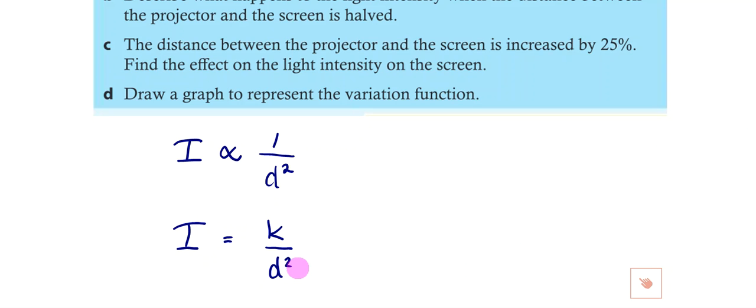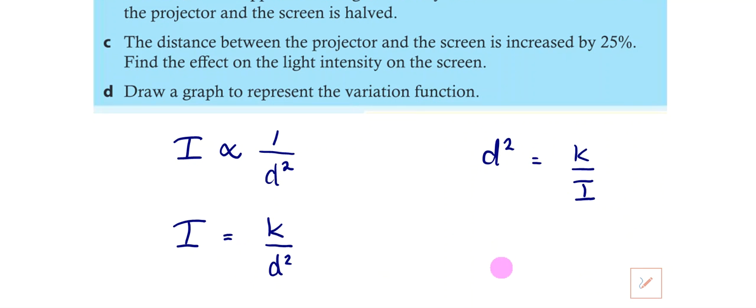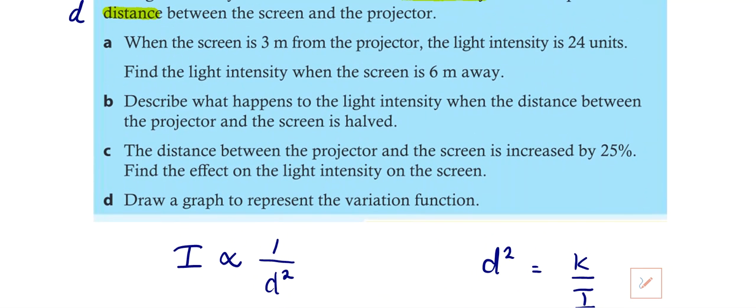Now, I said to Taylor that hers is going to look a little bit different to mine. That's because she wrote it the other way around. She wrote D squared is equal to K divided by I, which again is not a problem. It doesn't matter, as long as it's the square of the distance. But I'm going to use this just because I'm now going to use the information that's been given to work out K. So when the screen is 3 meters from the projector, so that is D.